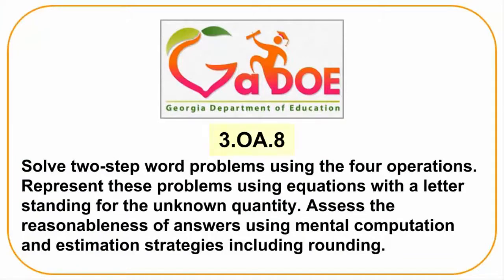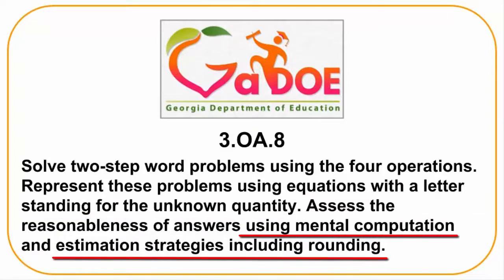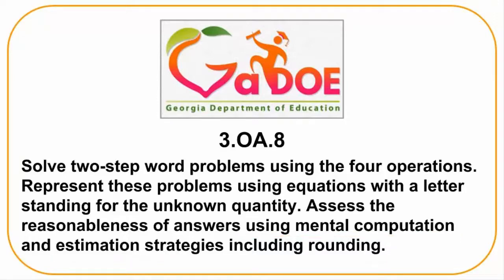Georgia Standard OA8 states, solve two-step word problems using the four operations. Represent these problems using equations with a letter standing for the unknown quantity. Assess the reasonableness of answers using mental computation and estimation strategies, including rounding. Students gain a full understanding of which operation to use in any given situation through contextual problems.